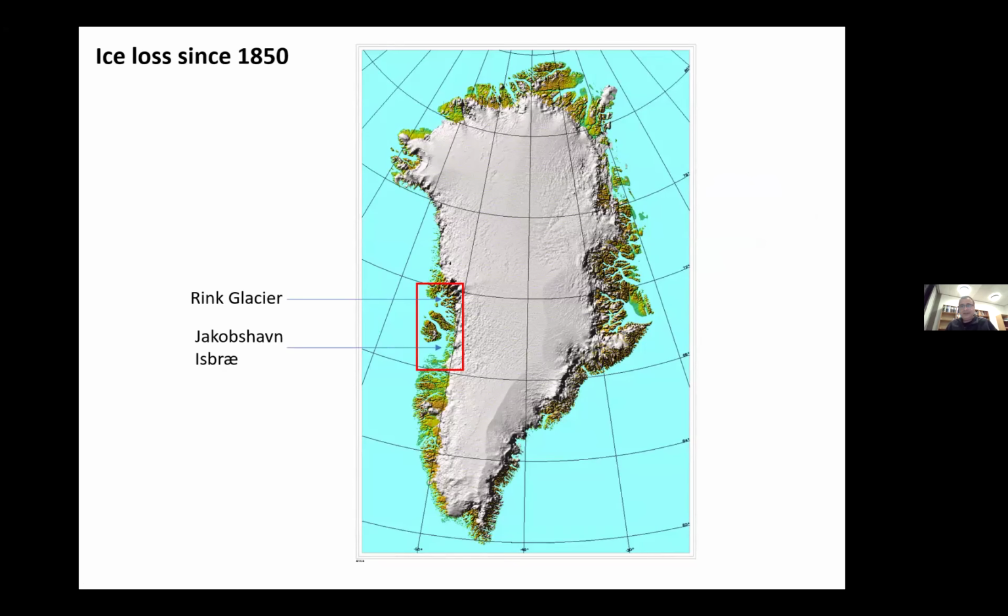So this is a map of Greenland. It's a typical map which shows the ice sheet, the land areas, and so on. And next, I will zoom into the region here that I have highlighted.